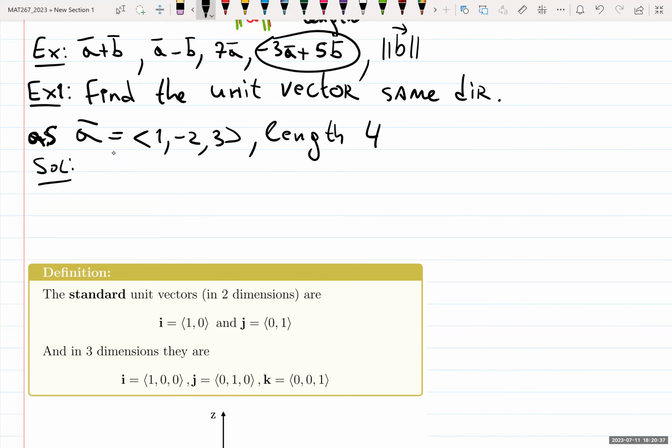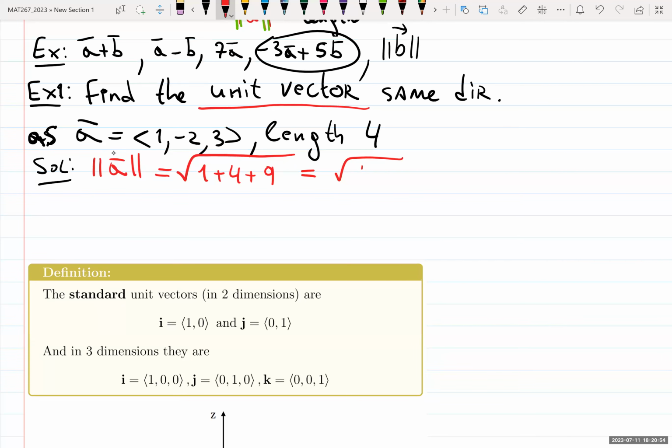So steps for unit vector are always the same. Unit vector, you know what to do. You find the size of A and get rid of it. The size of A is the square root of 1 plus 4 plus 9. You see the negative sign? I completely ignore it because everything is squared anyways. So it's going to be 14, square root of 14. Don't simplify anything, just type it as square root of 14. Don't make algebra mistakes.